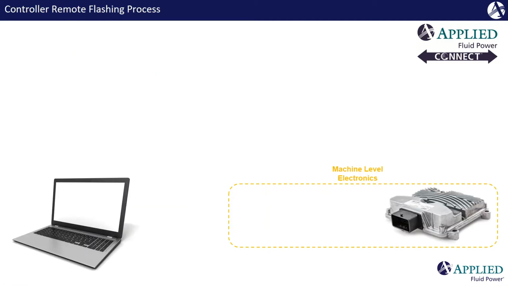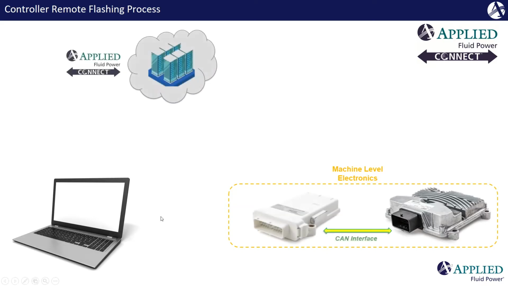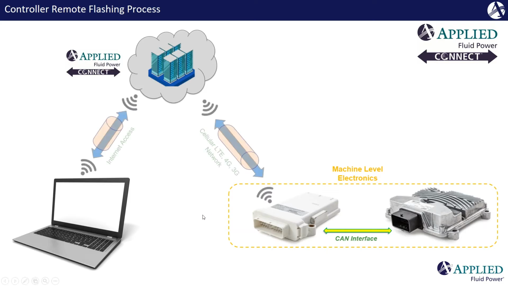So let's just say you have a programmer's laptop and then you have a controller on your machine, which you see here on the right. Adding in Applied Fluid Power Connect gets you the hardware that connects to your controller through a CAN interface, along with the portal here at the top. Go ahead and establish an internet connection between your programming laptop and Applied Fluid Power Connect, or log in, and then establish the cellular LTE, 4G, or 3G network that's required to connect your machine into the portal.